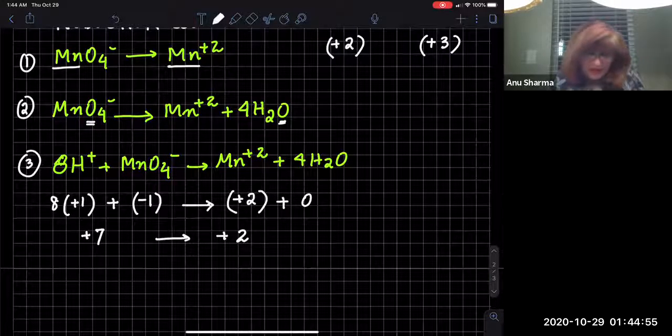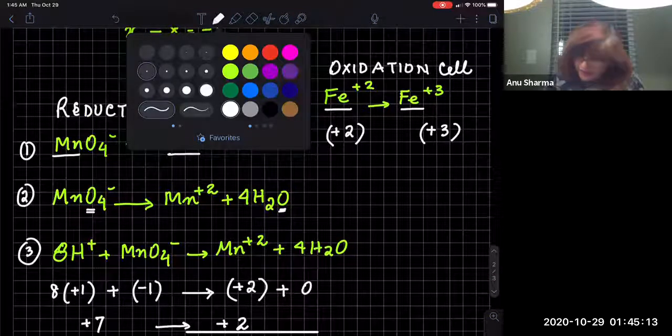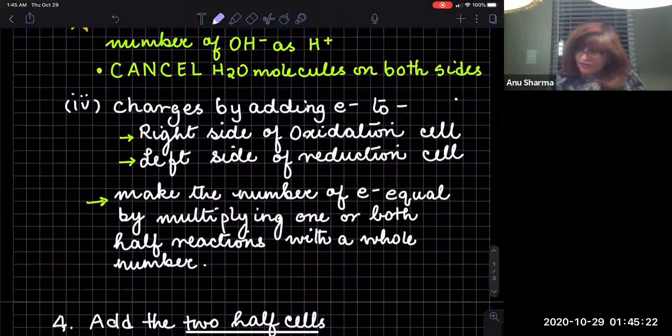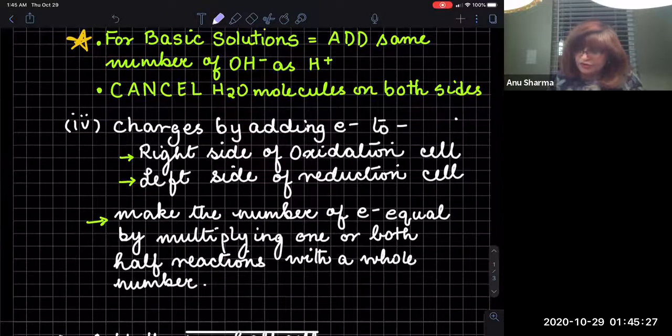Similarly, if you look at iron, there is a plus 2 charge on one side and plus 3 on the other side. So we will have to balance this. How do we balance this now? Let's look at this, I'm going to use a different color for it. Okay, so for the oxidation cell, as we talked about, on the right-hand side of the oxidation cell, you add electrons to balance it.